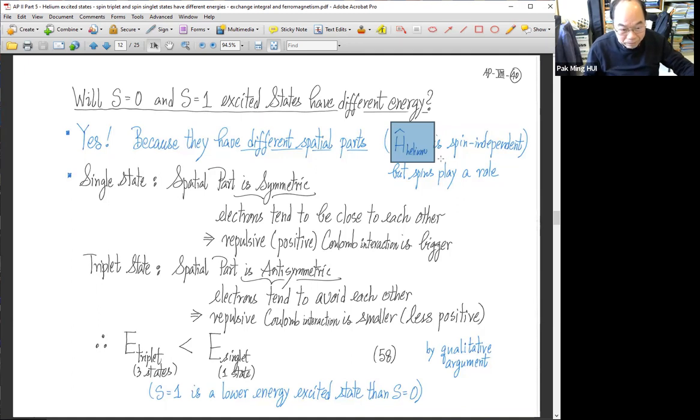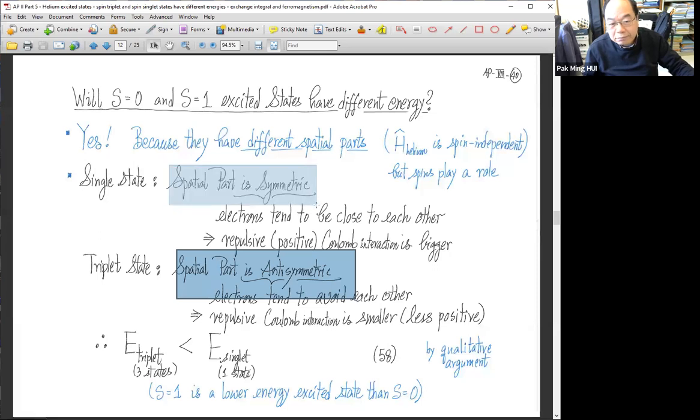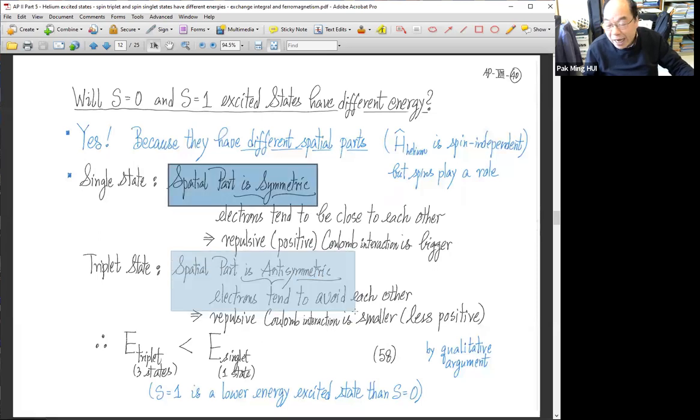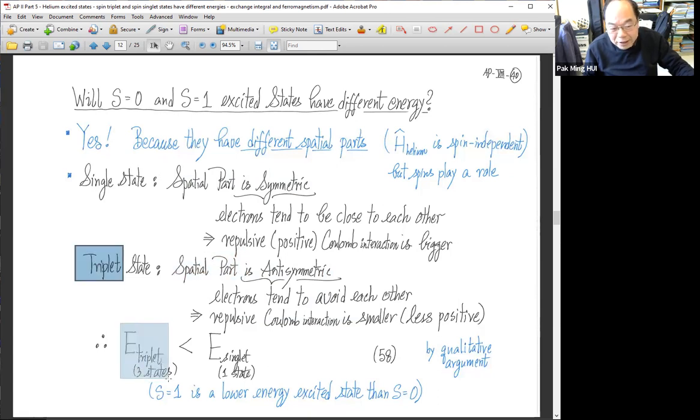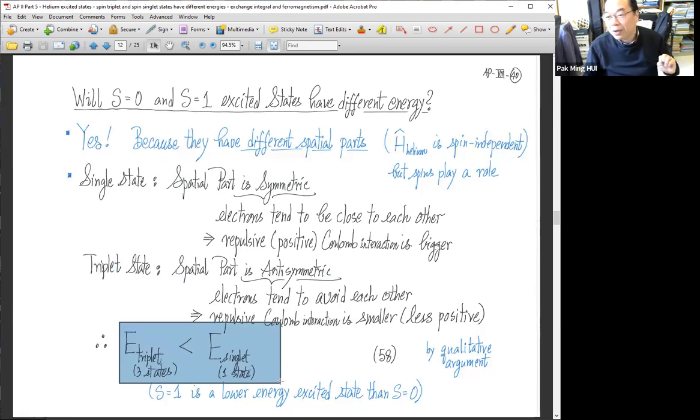Conclusion. This will have lower energy than that, because the electrons tend to naturally avoid each other. This goes with the triplet spin state. Therefore, the triplet state has a lower energy than the singlet state when we take into account the fifth term in the helium Hamiltonian, e squared over |r1 minus r2|.